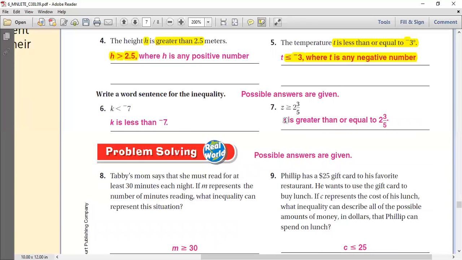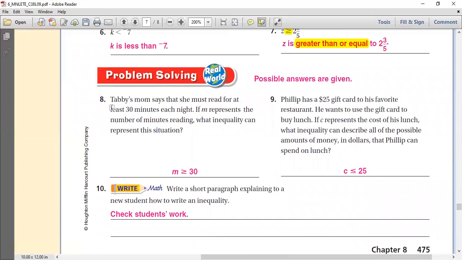So you can say k is no more than -7. Okay, question number 6 again. Z is greater than or equal to 2 3/5, because this symbol here is what is important when we write the word sentence. So what's another way of writing it, the proper English way? Z is no less than 2 3/5. This is how you need to write. But I think following the same pattern, reading it the same way and writing it that way, is easier than using the other way.